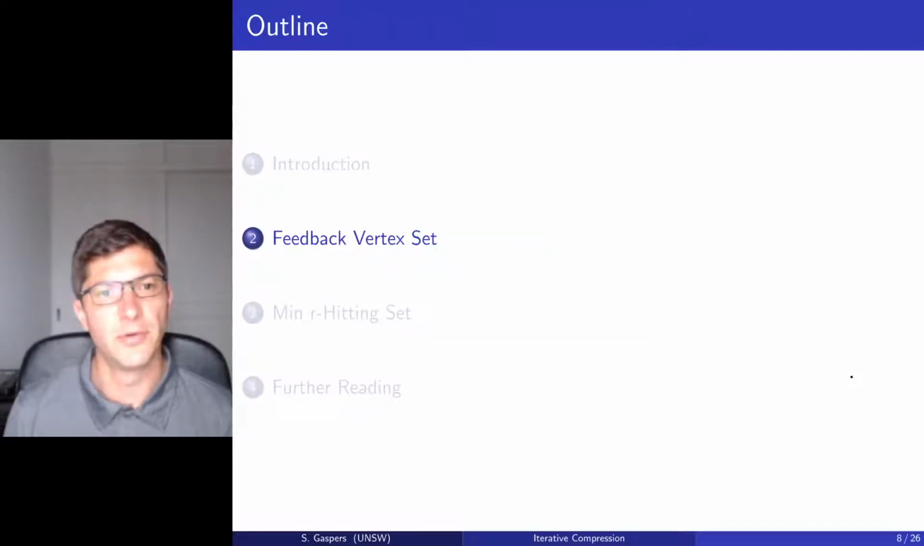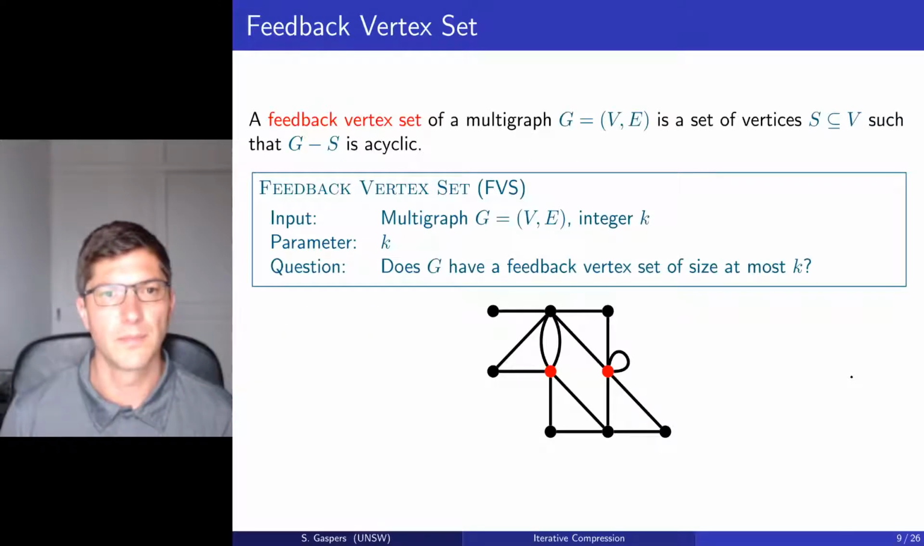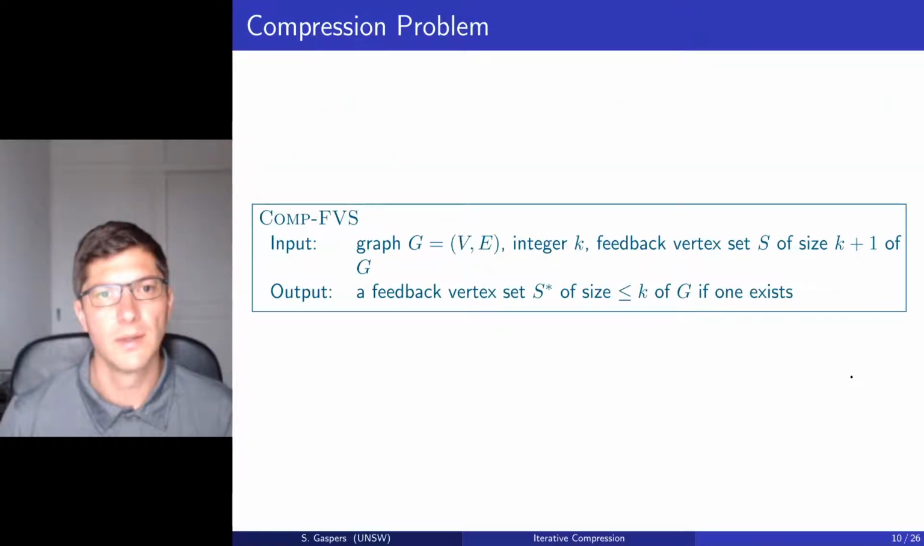Let's try and do the same for feedback vertex set. So in feedback vertex set, we have a multigraph as our input and an integer k. And the question is whether G has a feedback vertex set of size at most k. In the compression version of feedback vertex set, we also have a feedback vertex set S of size k plus 1. And the output is a feedback vertex set S star of size at most k if one exists.